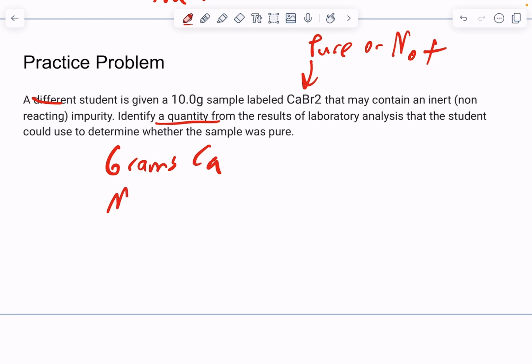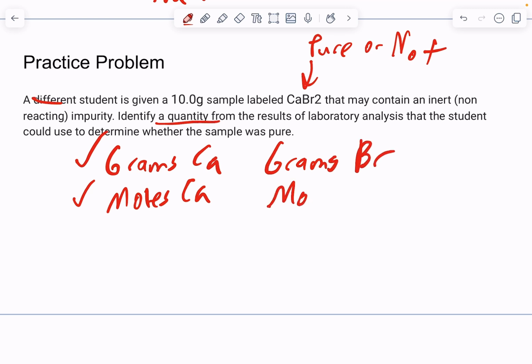If you figure out the moles of calcium, you also could figure out the purity of it. You have to get the moles from the grams anyway, so these are two possible answers. If you wrote that, you could figure out the purity. You could also write the grams of Br, bromine, or moles of bromine. If you chose any of these 4 answers and just wrote that, grams of calcium, moles of calcium, grams of bromine, moles of bromine, you would get the answer right and full points for this question.